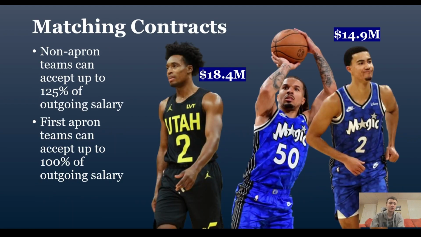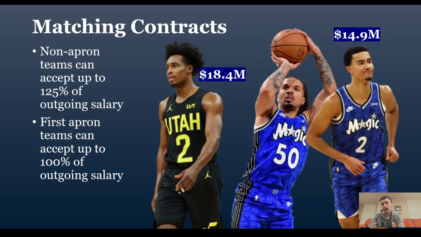Matching contracts, let's talk about it. As I said earlier, non-apron teams can accept up to 125% of outgoing salary. First apron teams can only accept 100%, and second apron teams can only accept 100%. So, here we have a deal, and we're going to go through it.